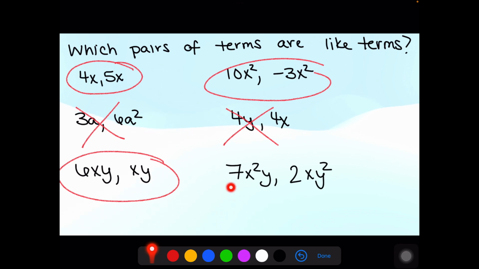And then finally, 7x squared y and 2xy squared, are those like terms? No, they both have x and y, but notice that the first one has an x squared and the second one has a y squared. So like terms have to have the exact same variables, and they have to have the same exponents as well.